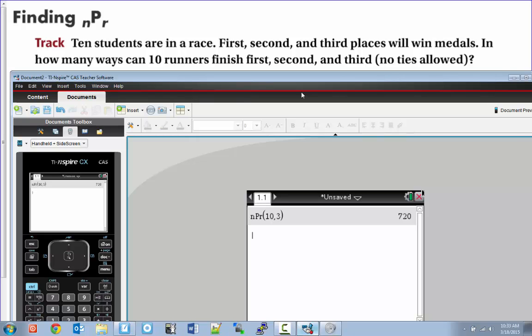Now, different calculators will do permutations differently. Tomorrow in class, I'm going to pass out the calculator that you're going to have to use on the EOC, and we're going to go over how to do these on that calculator. Because, like I said, every calculator does it a different way. So I want you to know how to do it on the calculator that you're actually going to use on the EOC.